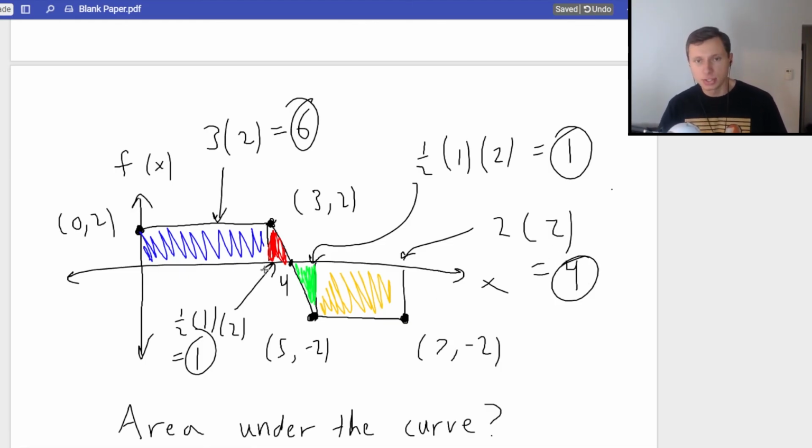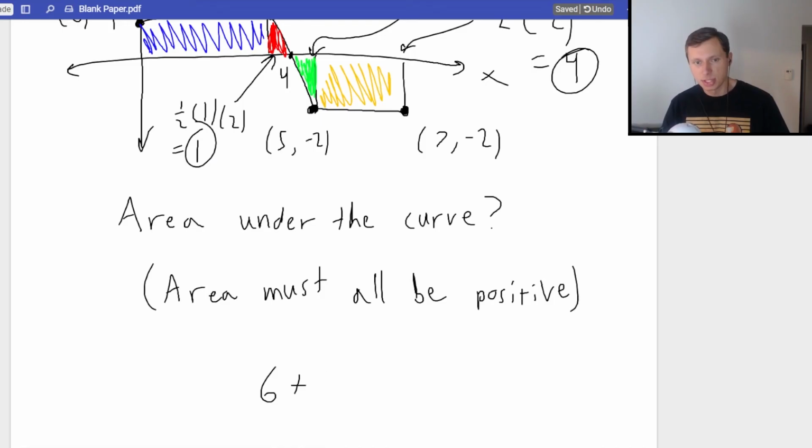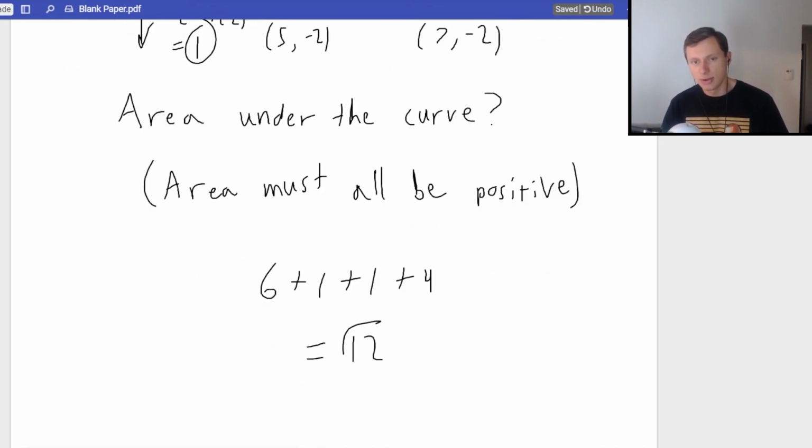Now, for my final answer to this question, I just need to add all the areas together, keeping them positive. It's going to be 6 plus 1 plus 1 plus 4. Final answer for the area is 12.